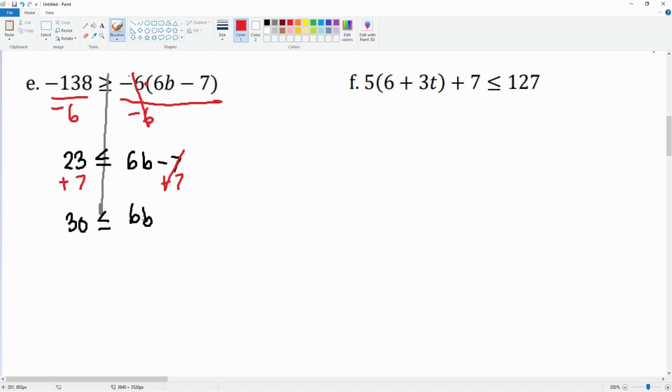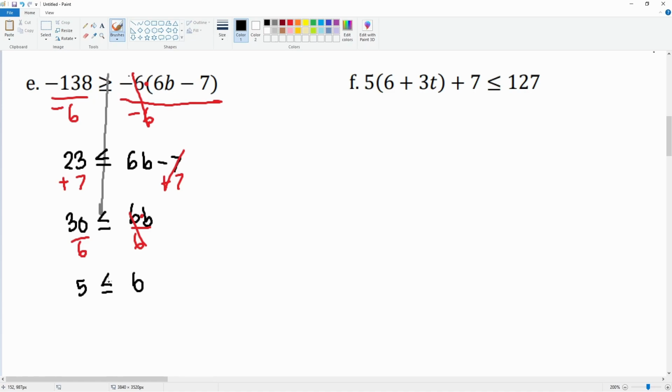The 6 is attached to the b via multiplication, right? When it's 6b, so we're going to divide by 6 to both sides. This crosses out because it makes the number 1. It is just b. 30 divided by 6, it is 5. Bring down that inequality symbol. So the final answer here would be b.